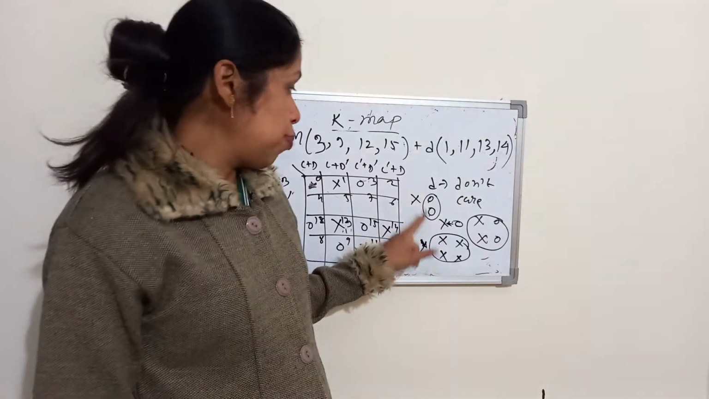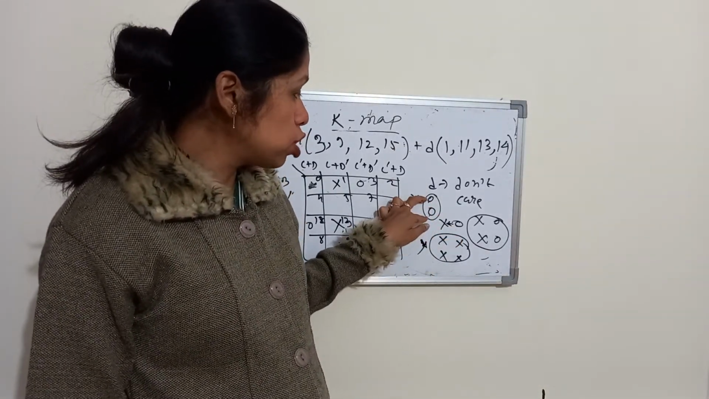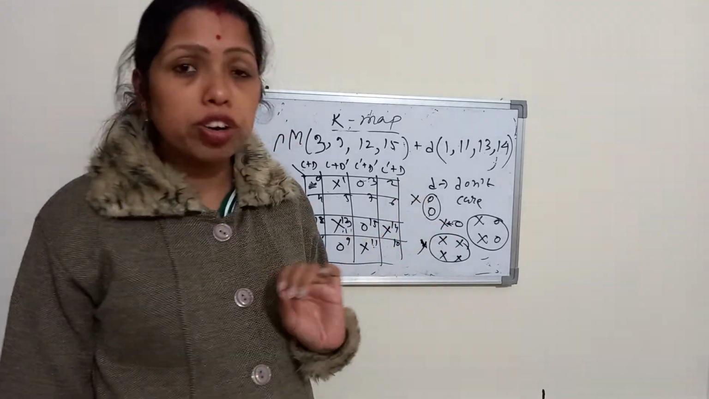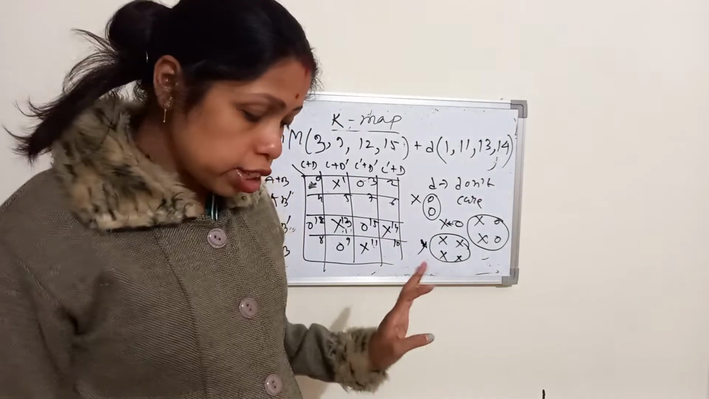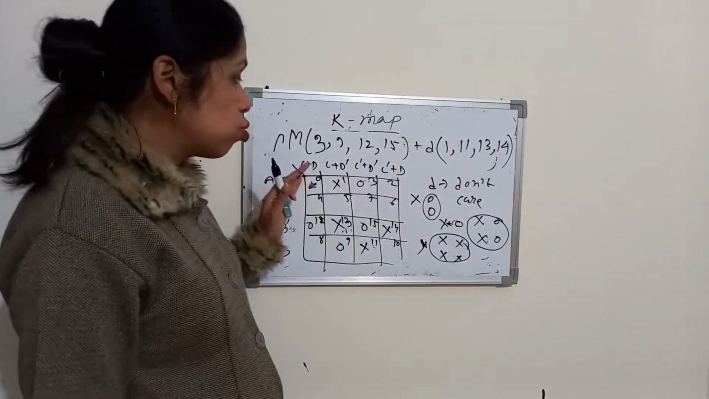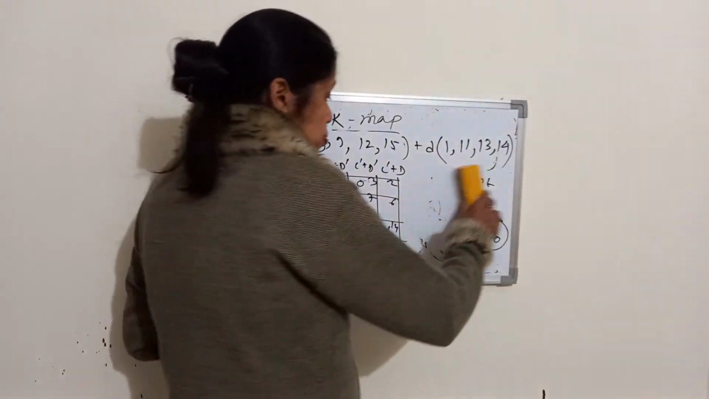Here a pair is also possible, but I have to consider this pair, so x is not required to be considered. These are the conditions, the things we have to remember when we want to solve this kind of problem.